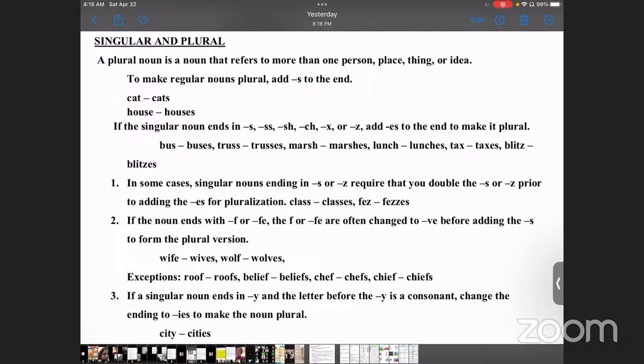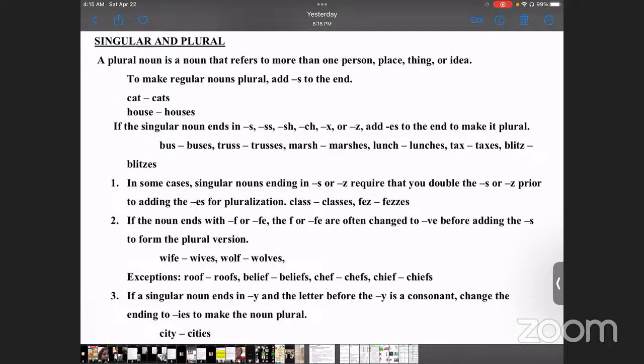If a noun ends with an F or a FE, the F or FE is often changed to VE before adding an S to form the plural version. For example, wife, W-I-F-E. W-I-F is taken and V-E-S is put.